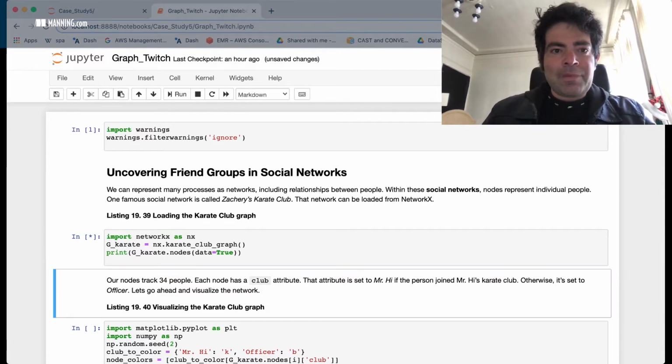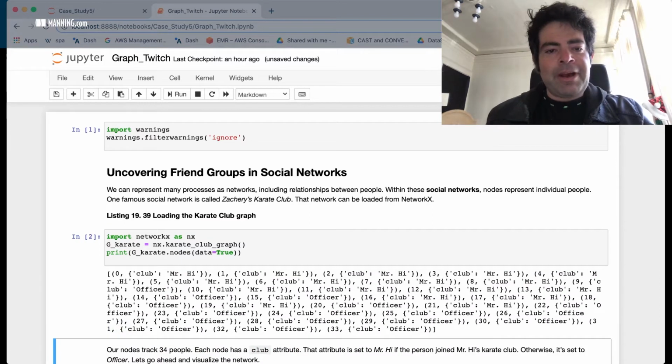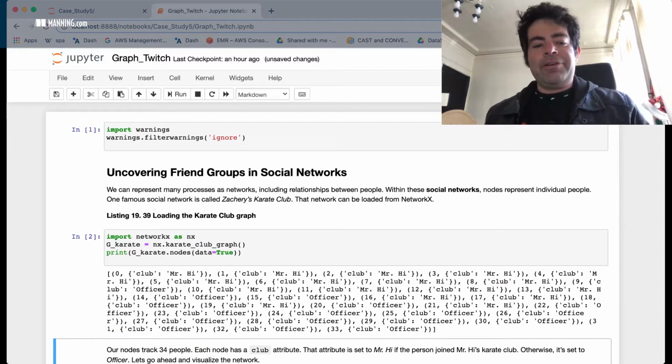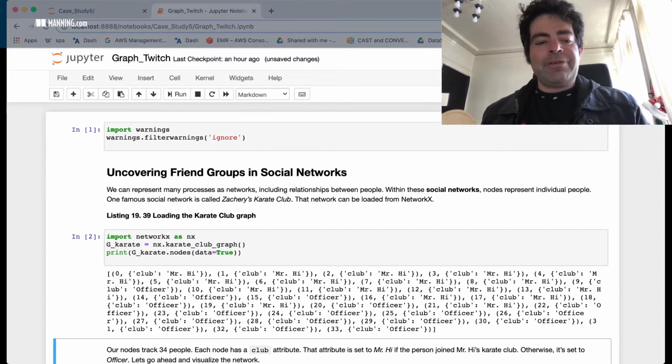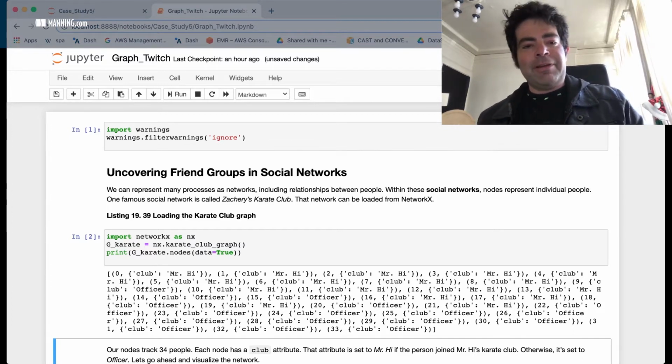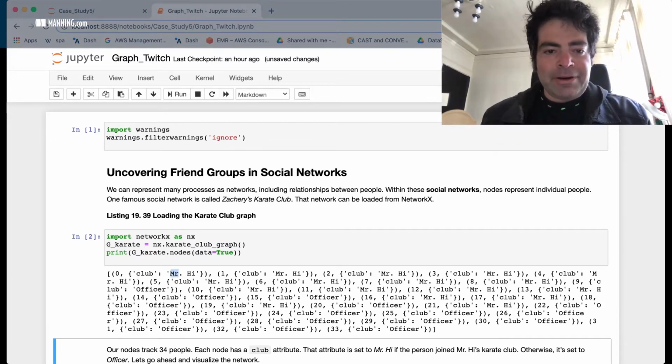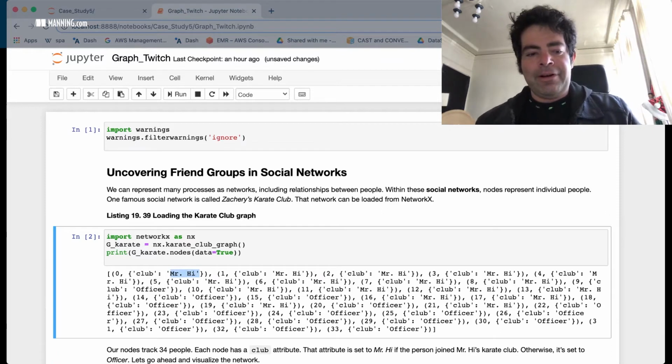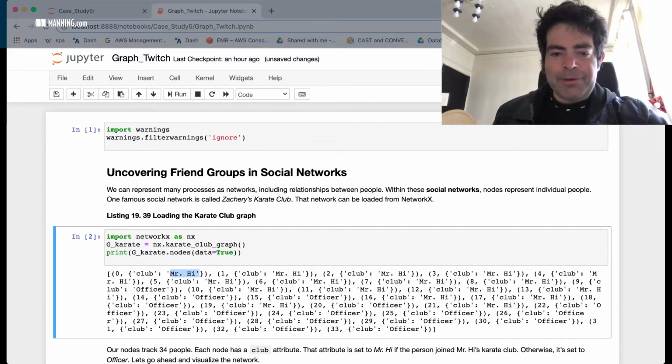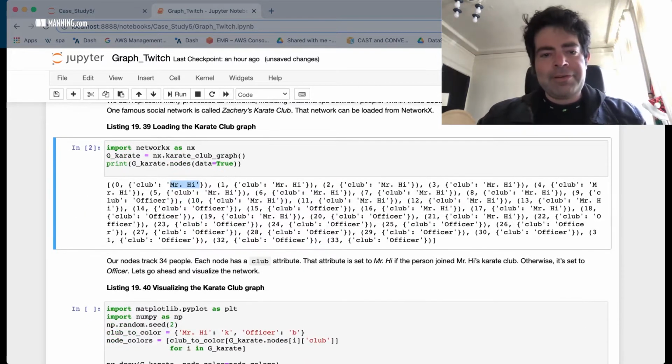And here, the node attributes refer to whether or not each student went off to join Mr. High's new dojo or stayed behind. So the club attribute refers to whether the student signed on with Mr. High. So we have this network containing 34 nodes.